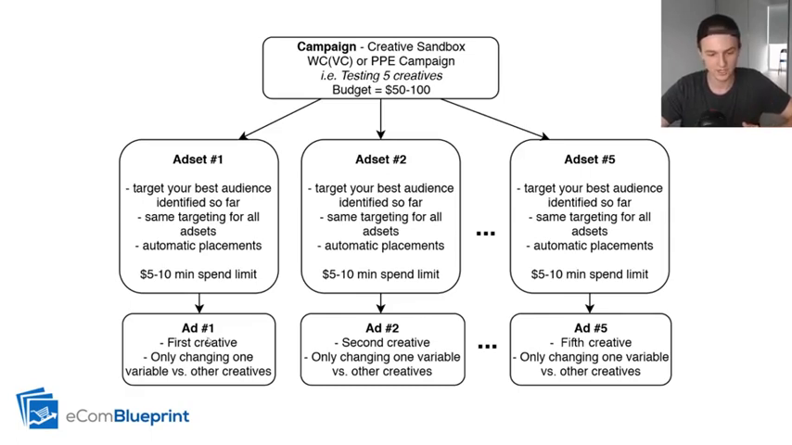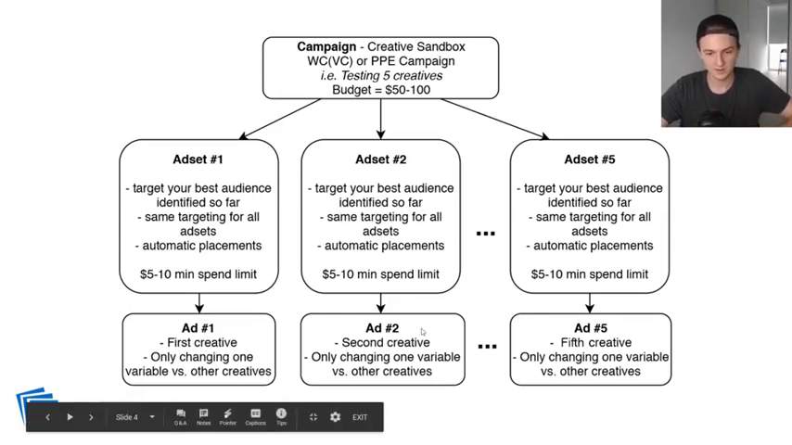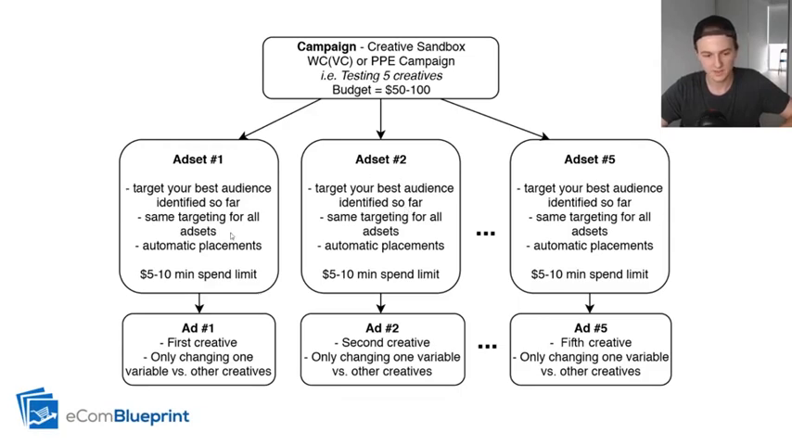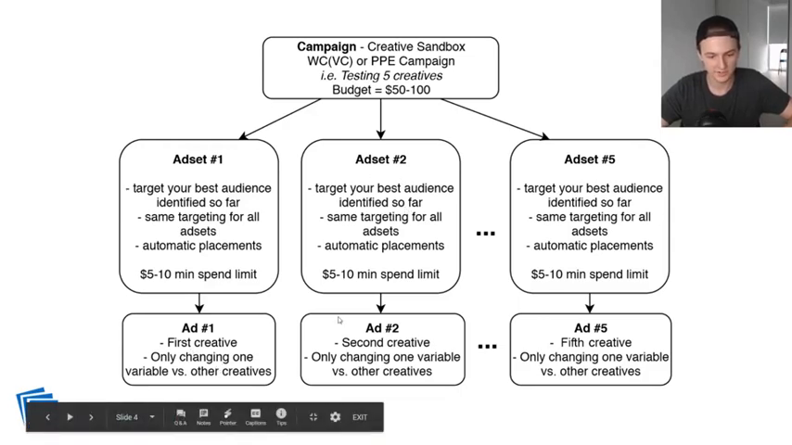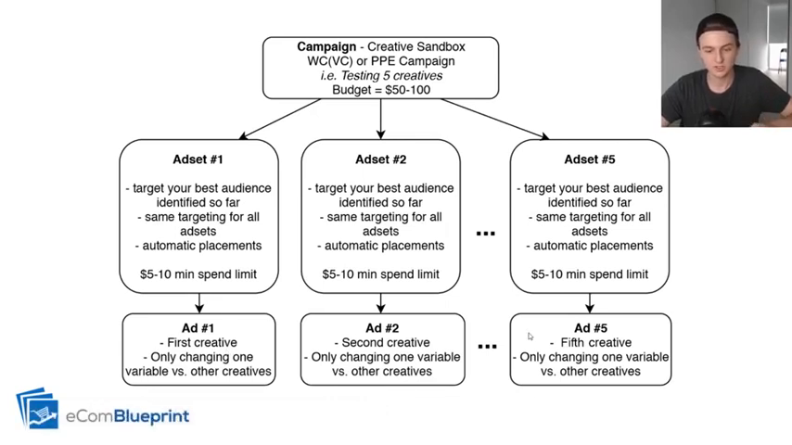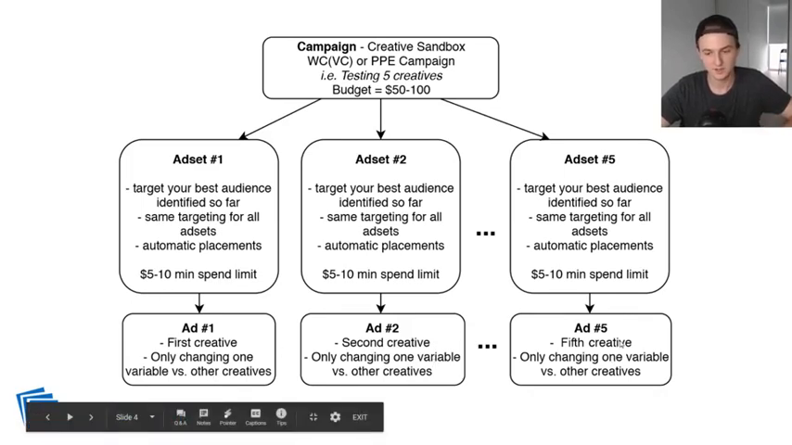And then for the actual ads, this is the only thing that varies. So all these ad sets are identical, and then the ads change, right? So first creative, second, third, fourth, and fifth creative. And you only want to change one variable versus the other creative. So you don't want to change the video here, then change the headline here, then change the thumbnail here. Otherwise, you won't know what actually caused the change. So only change one variable at a time, and then set it up like this, and then you're good to go.